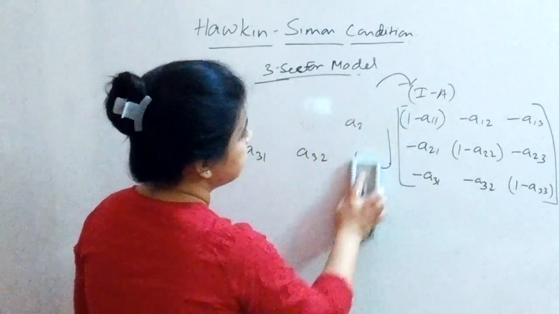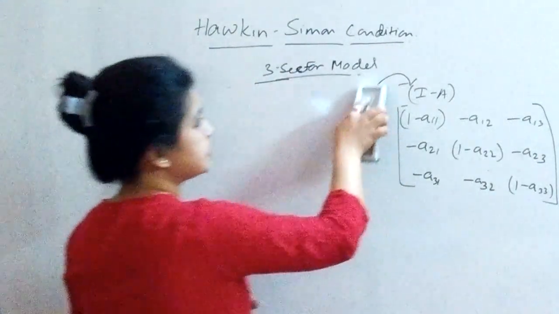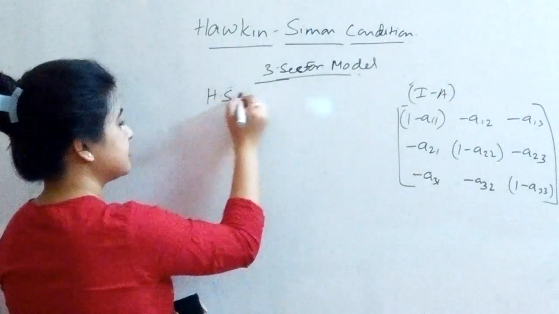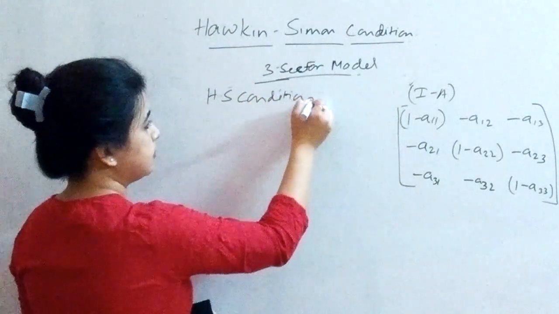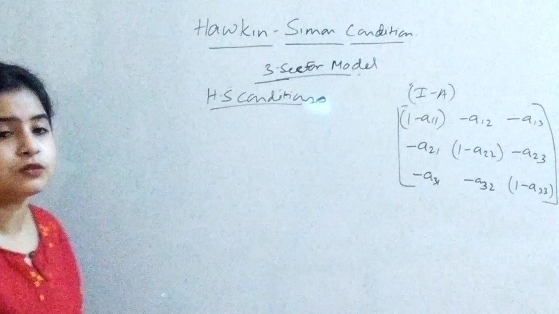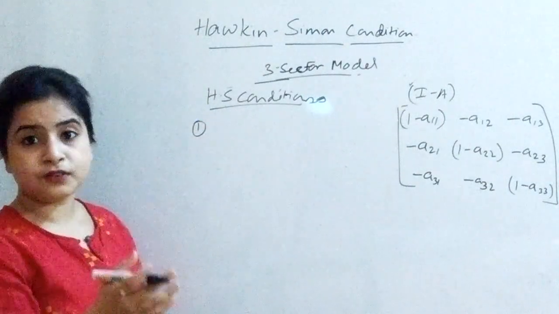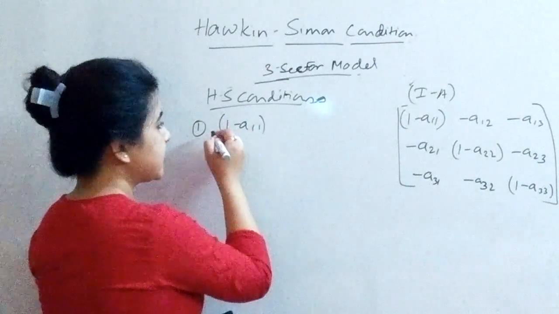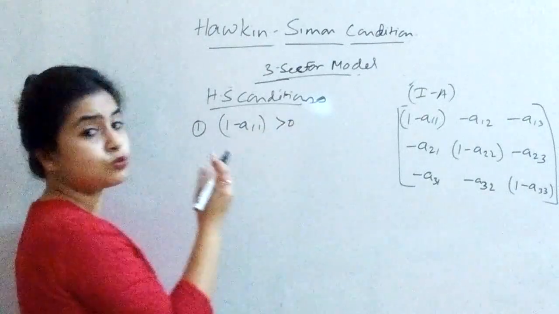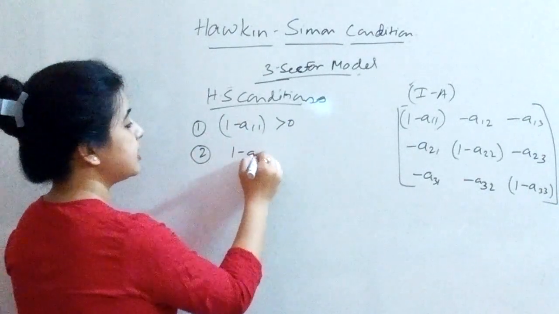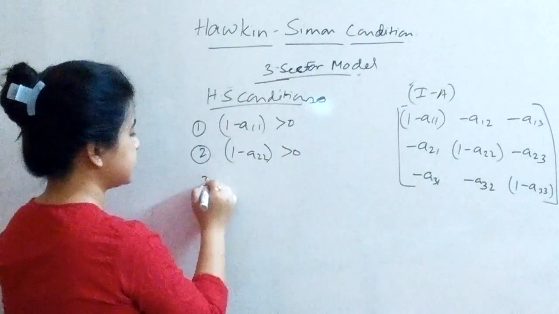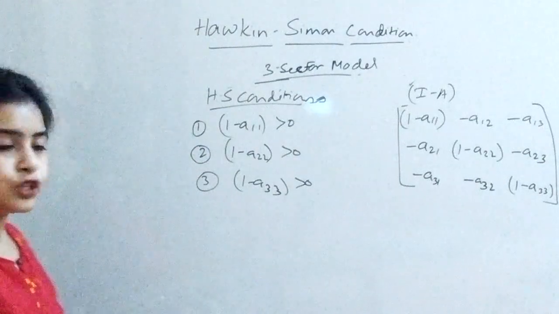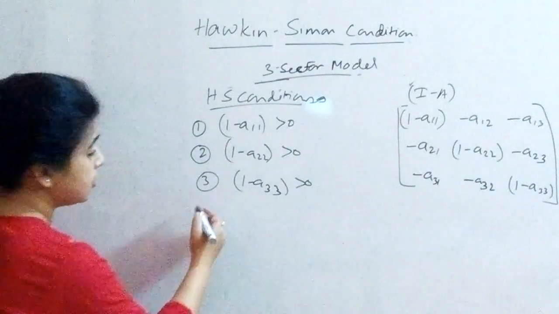I'm going to erase this part. Let this part stay, and let's talk about the Hawking-Simon conditions. For short I'm writing HS, I hope you can figure it out. Starting with the first condition, just similar to the two-sector model, we have 1 minus A11, this needs to be positive. Number 2, similarly, 1 minus A22, positive. 1 minus A33, positive. Okay, so till now I have no questions.